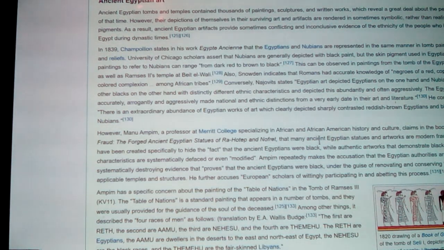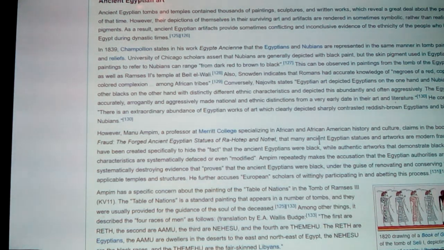Let's continue. Also, Snowden indicates that Romans had accurate knowledge of Negroes of a red copper colored complexion from among African tribes. And yeah, they knew about it. They ran all the way up, and you ran into people like Ethiopians of today that aren't extremely dark, and Khoisan that aren't as dark, and things like that. People are aware of it, but the Nilotic Nubians were extremely dark right there next to them.